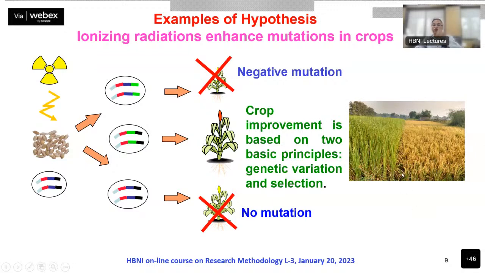This is an example of a dwarf variety of Dubraj somewhere in Madhya Pradesh. It matured early. The height of the plant is less, shorter than the original plant, and the yield was higher. So early maturity, lower height, and higher yield. These are traits which are better than the traditional crop. So you can say that ionizing radiations do enhance the mutations in the crop. This is the example of that.